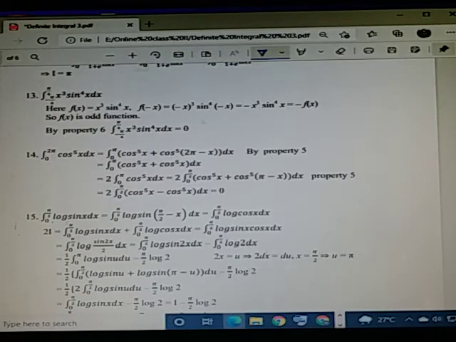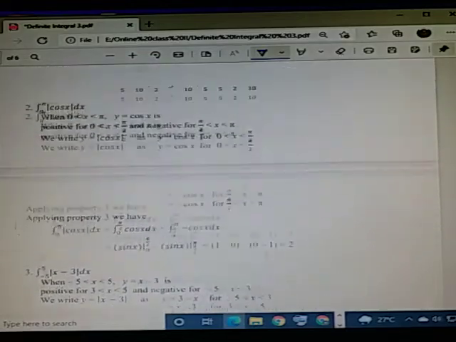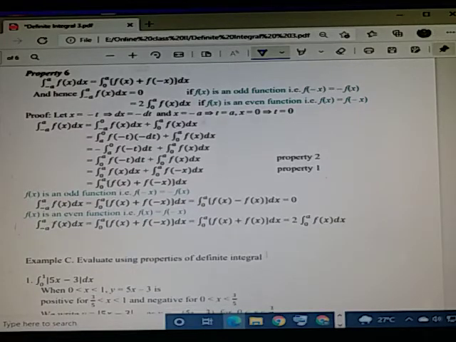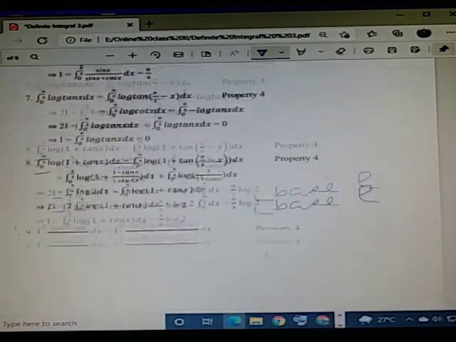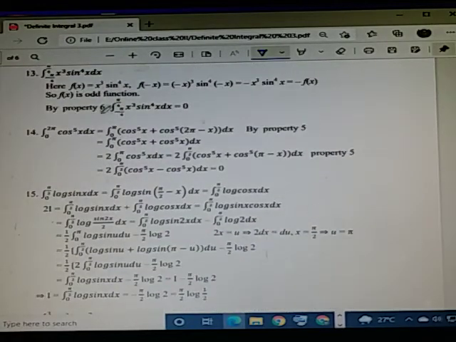Because it is an odd function, by property 6, let's see, property 6, yes, this is property 6. So if f(x) is an odd function, then f of minus x is equal to minus f(x), and the integral is equal to 0. By property 6, this is equal to 0.